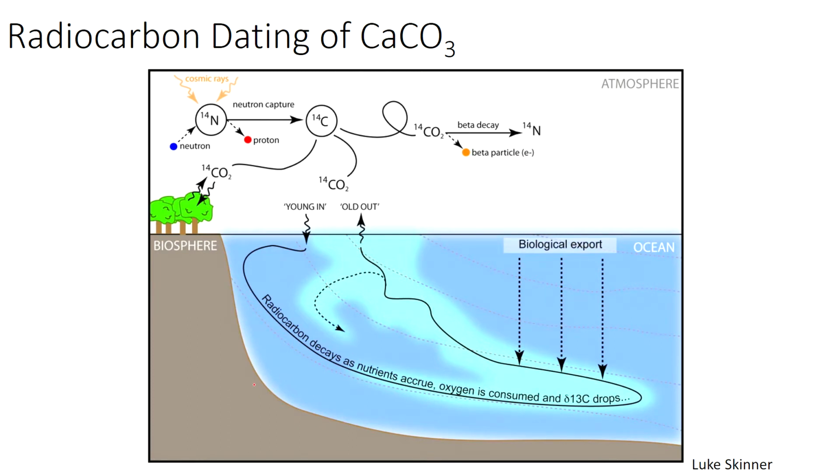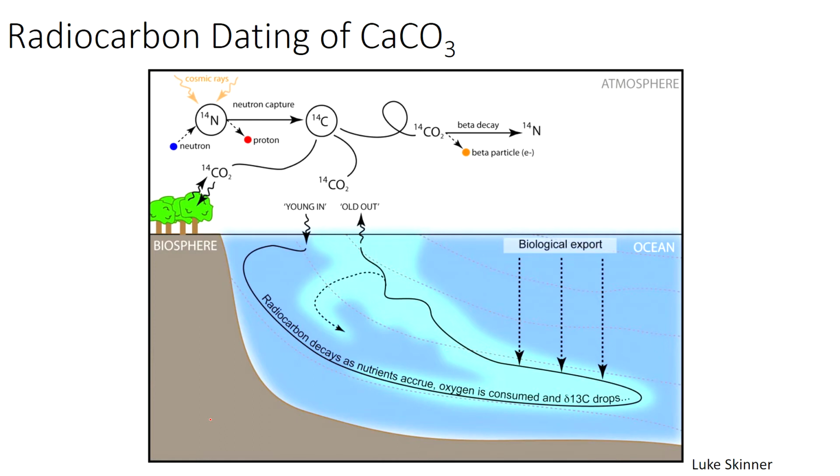If that was all that happened, then that would stay in the atmosphere, which is not really useful to us. But actually, when that nitrogen gets converted into a carbon atom, it's very chemically reactive. There's lots of oxygen in the atmosphere as well, so the carbon is rapidly oxidized to CO2, and that means we now have a radioactive carbon atom in a CO2 molecule, which effectively becomes part of the carbon cycle.